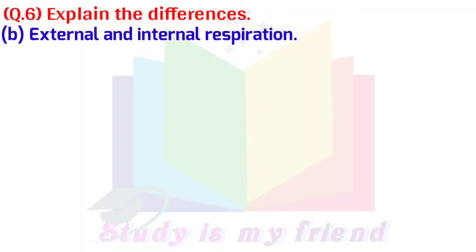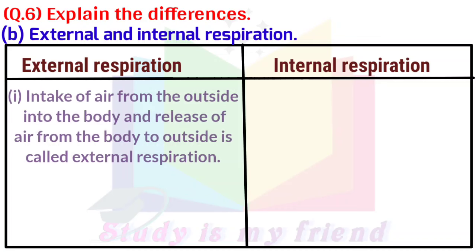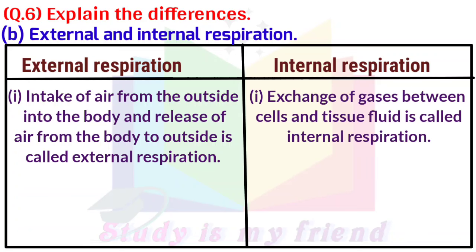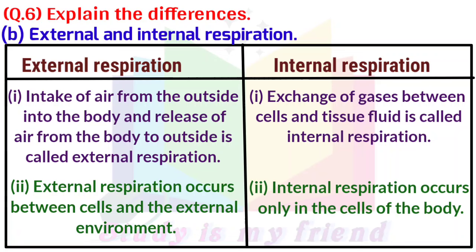B. External and internal respiration. External respiration. 1. Intake of air from outside into the body and release of air from the body to outside is called external respiration. Internal respiration. 1. Exchange of gases between cells and tissue fluid is called internal respiration. 2. External respiration occurs between the lungs and the external environment. 2. Internal respiration occurs only in the cells of the body.